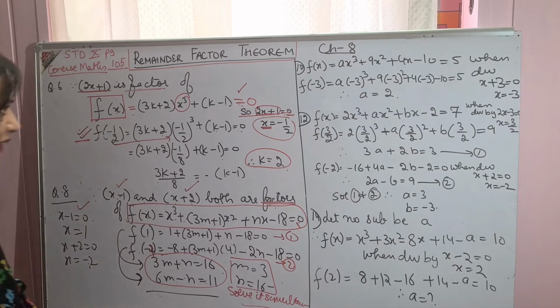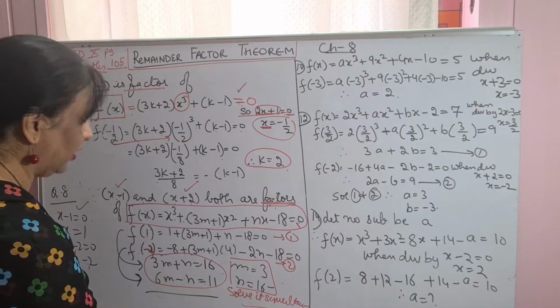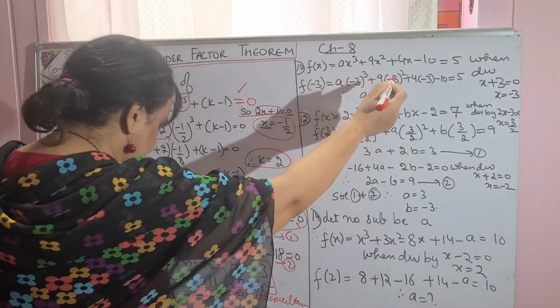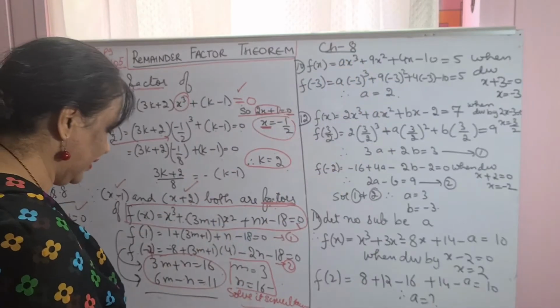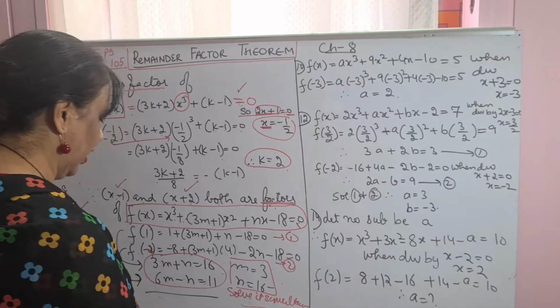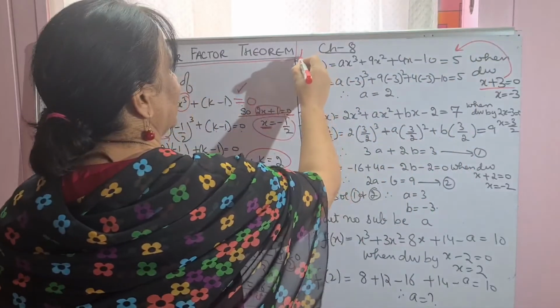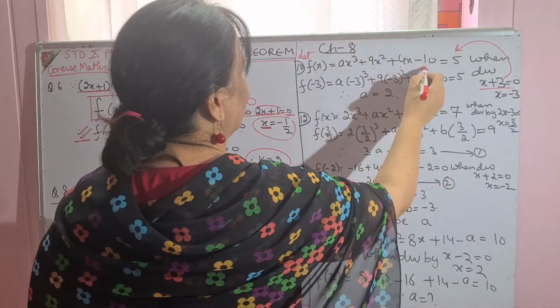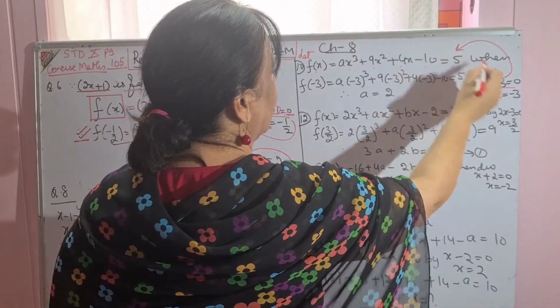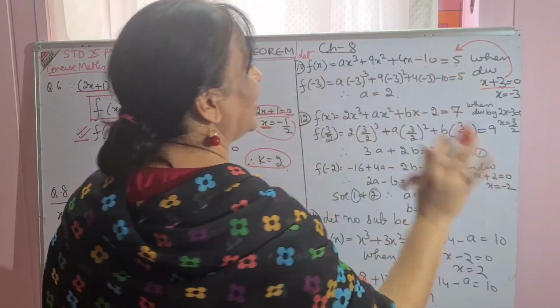Then coming to the next question, the 10th one, all the others are the same. Now the question is a little different. Find the value of a if division of ax cube plus 9x square plus 4x minus 10 by x plus 3 leaves the remainder 5. Please underline the line, leaves the remainder 5. Now x plus 3 is not a factor of the given polynomial. So I have first named the polynomial, f(x) is equal to ax cube plus 9x square plus 4x minus 10, but this time it is not equal to 0 because x plus 3 is not a factor of the polynomial. It leaves the remainder 5, and the rest is the same.